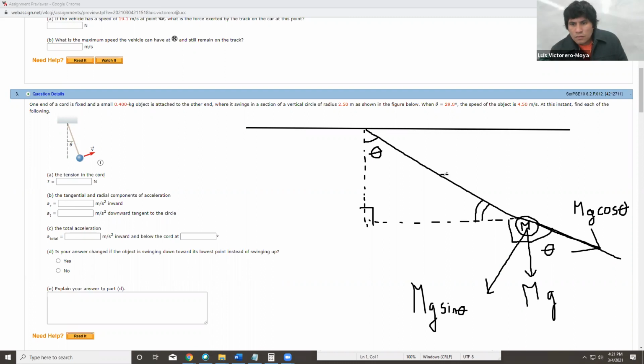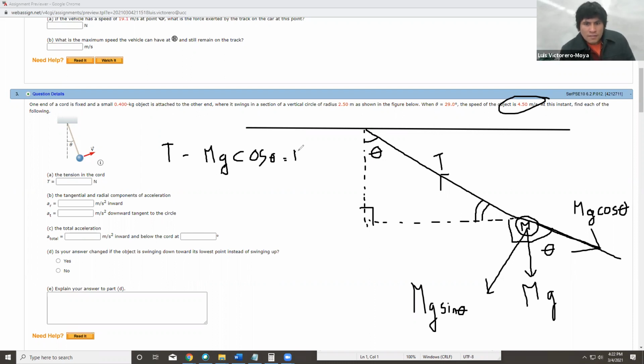Radially, we know there's a tension here. So to find the tension in the cord, remember that tension minus mg cosine theta, and they give you the speed of the object, is equal to mass times v squared divided by r, which is the radius of this circular motion, which will be 2.5 meters in this case. All right, so they give you everything here. That's how you find the tension.